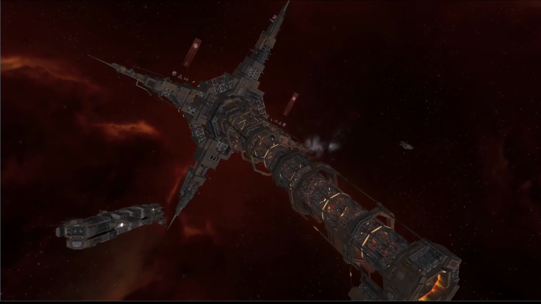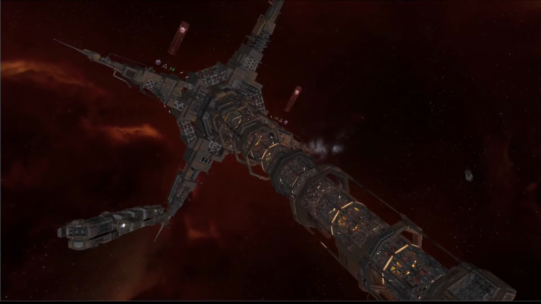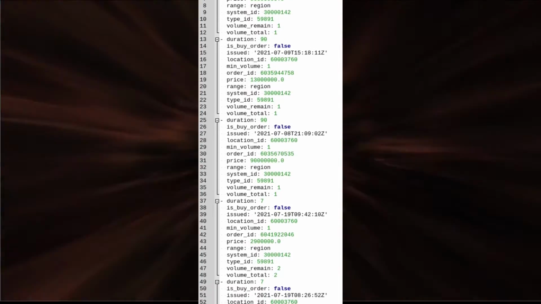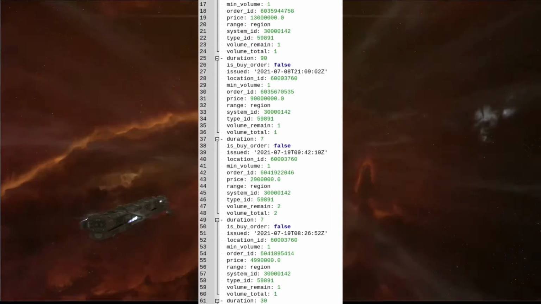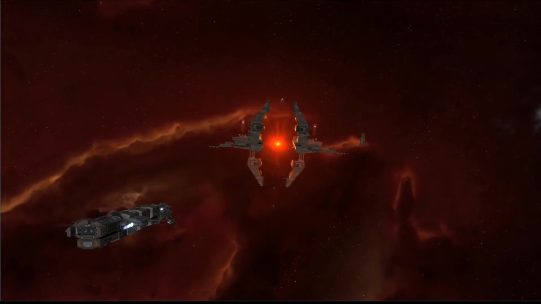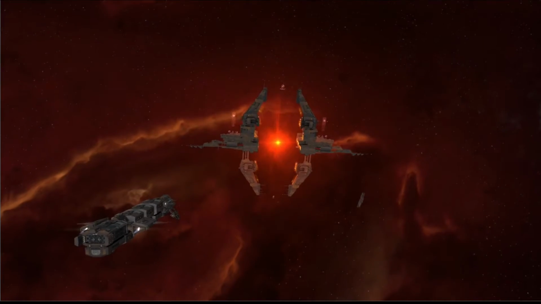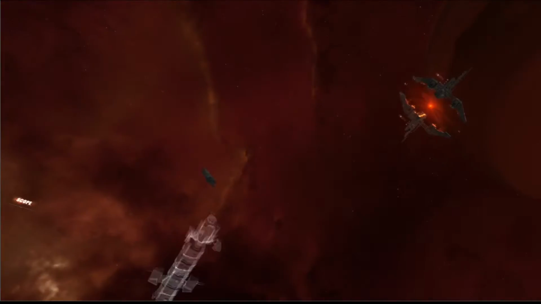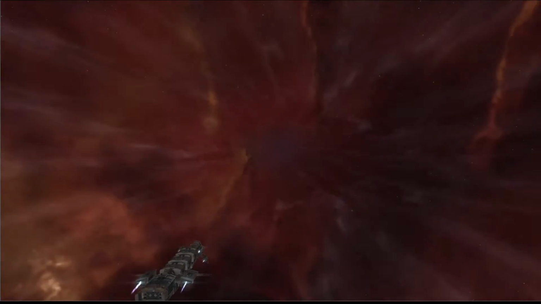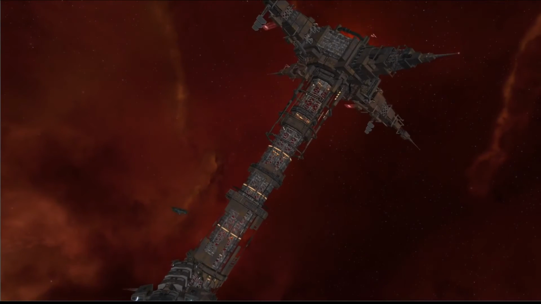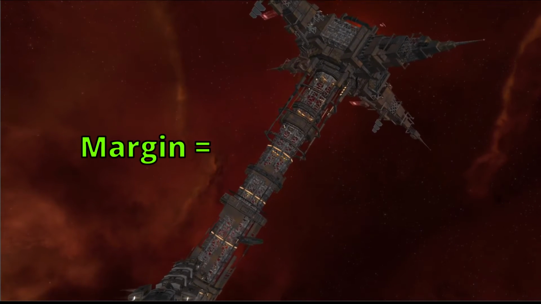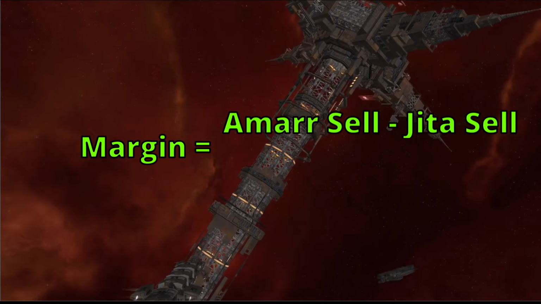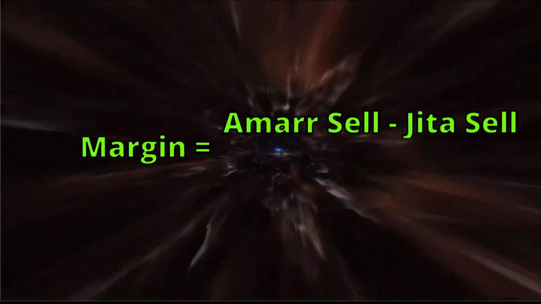To conduct the analysis for each of these item types, I query the most recent list of orders in JITA and Amar, which I selected as my destination trading hub. In addition to that, I also get the recent history statistics for the given type for Amar. From the market orders, I get the average price of the cheapest 1% of the available market volume, also known as the 1 percentile sell price. Then I do a simple calculation of margin by taking the difference between the JITA sell price and the Amar sell price and dividing it by the Amar sell price.